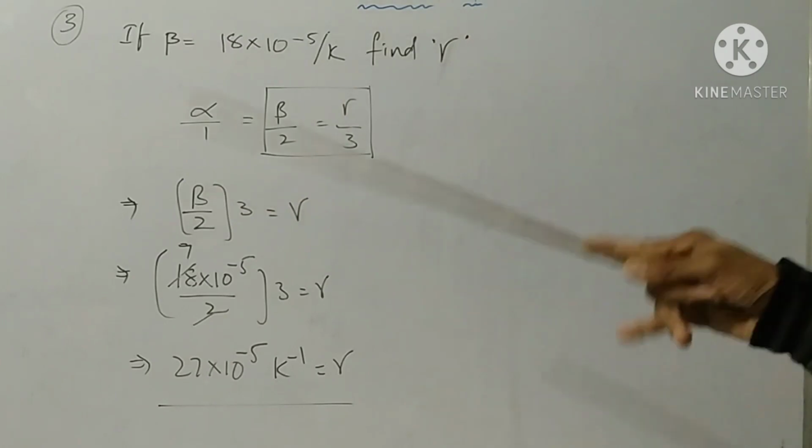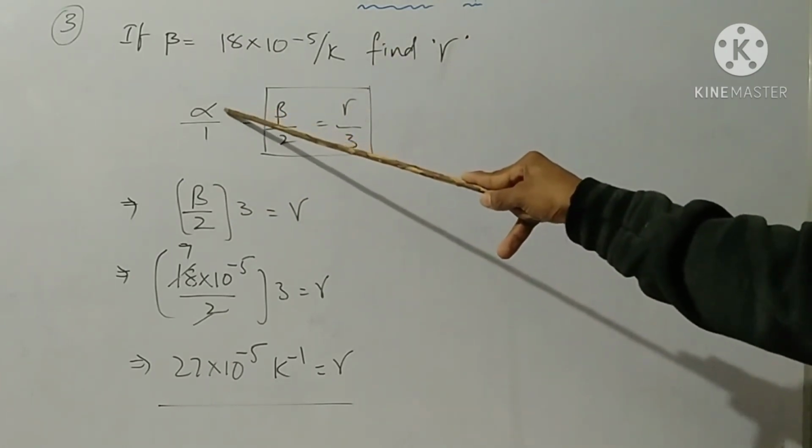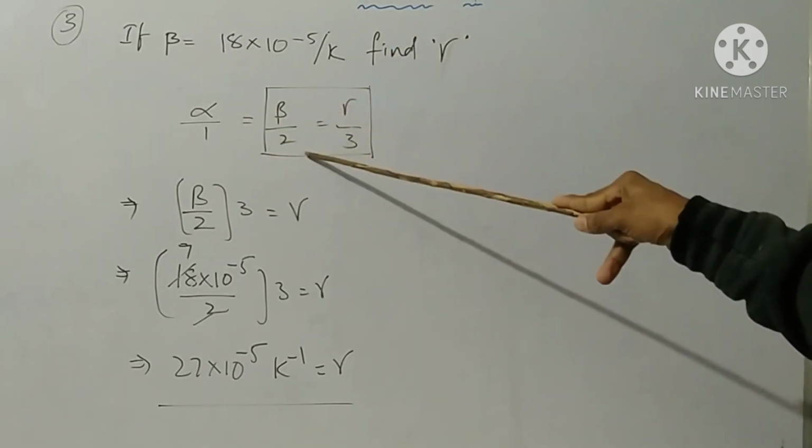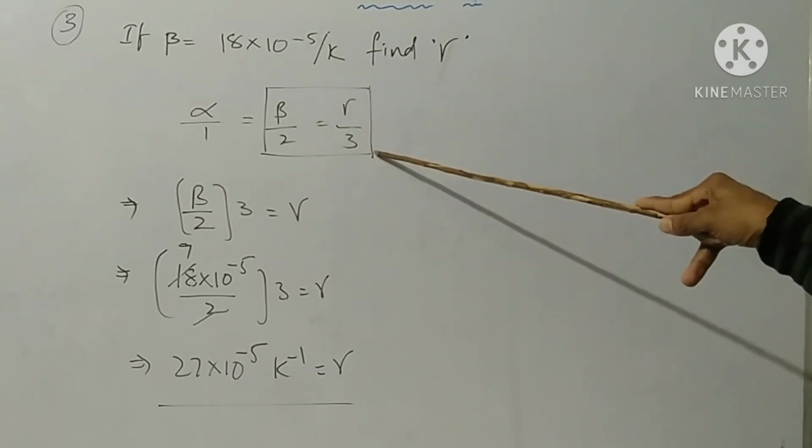We can find any conversion by using this relation: alpha by 1 is equal to beta by 2 is equal to gamma by 3.